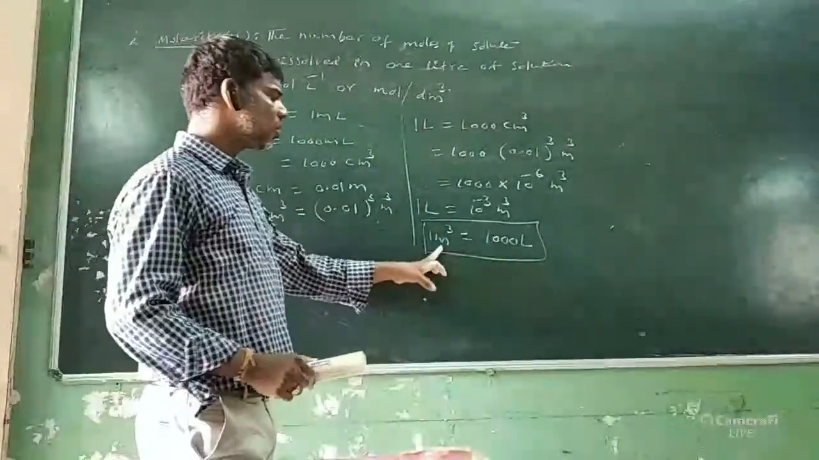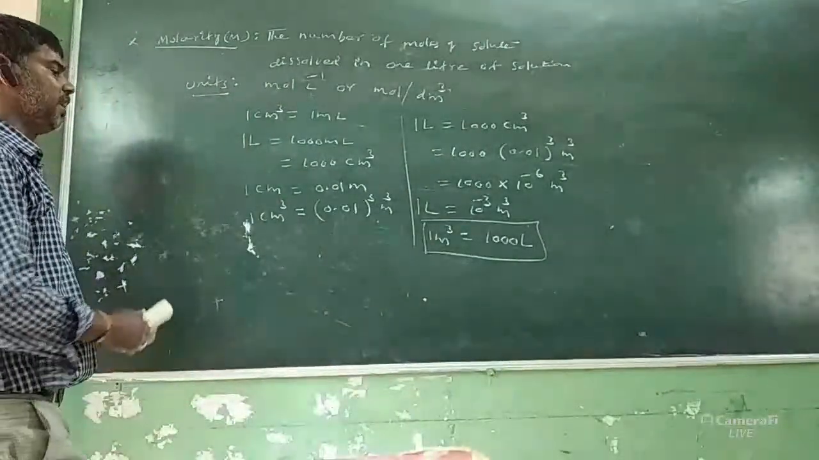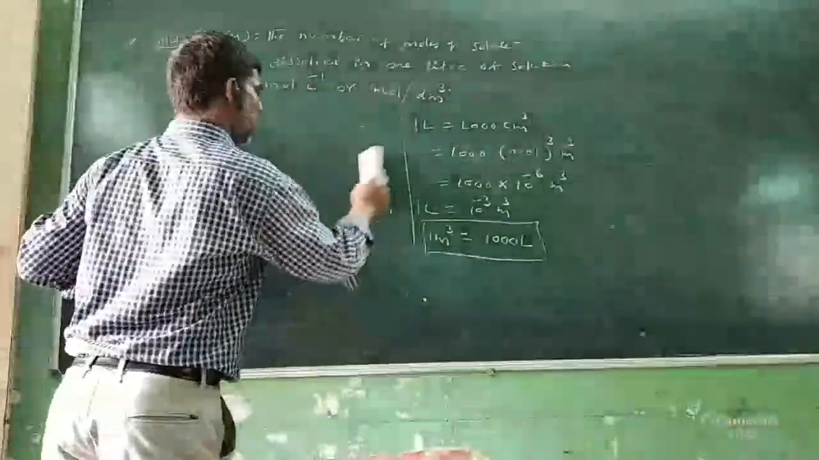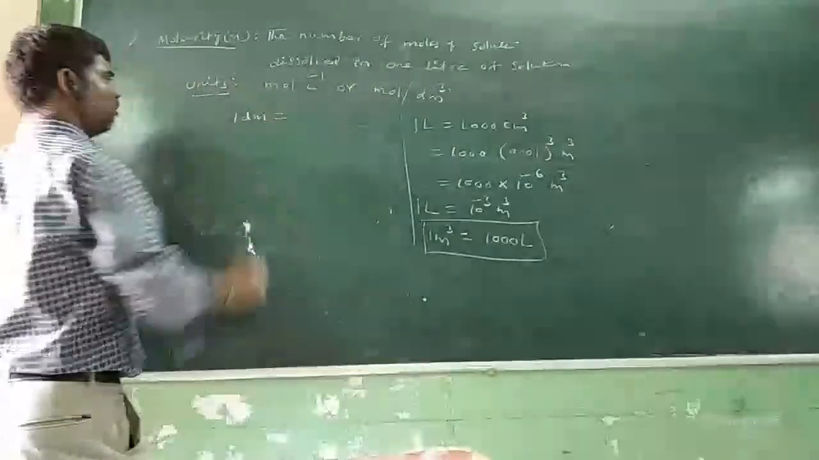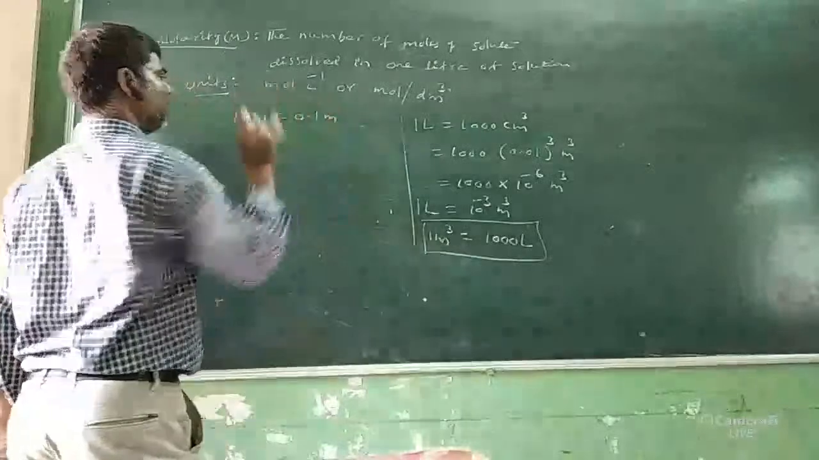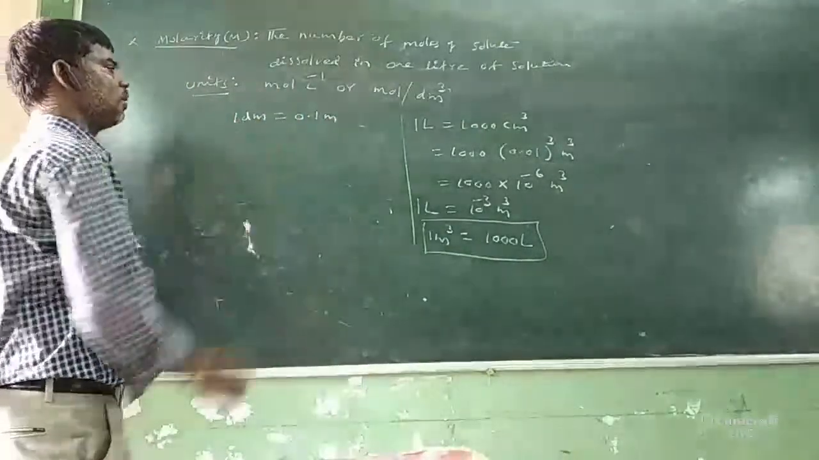Finally, 1 meter cube is equal to 1000 liters. And remember that 1 decimeter is nothing but 0.1 meter. So 1 decimeter is equal to 0.1 meter.